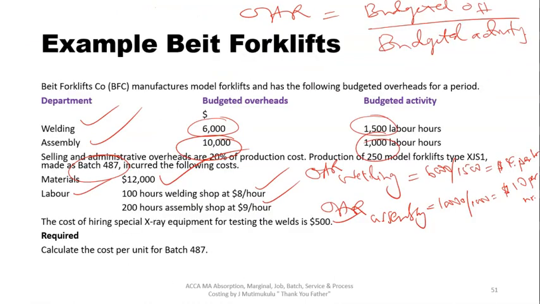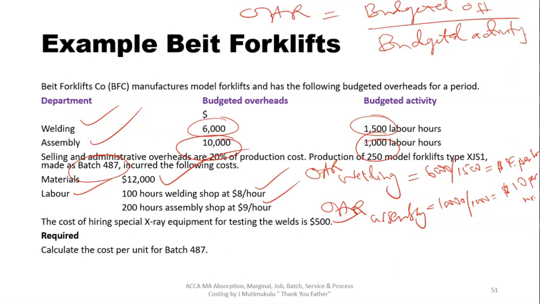The overheads are, we have been told that selling and administrative overheads are 20% of production cost of the 250 units incurred. All right. So we have got labor hours actually.